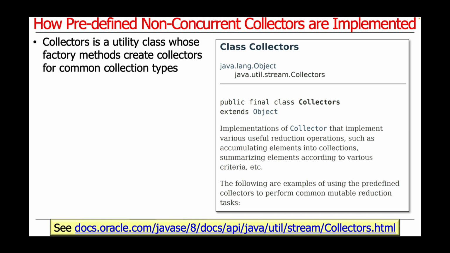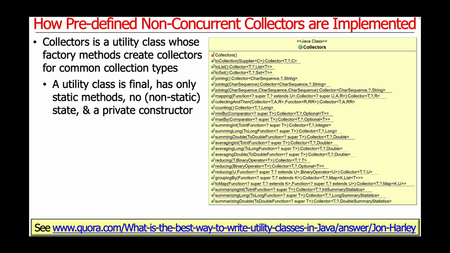create collectors for various common collection types. So things like lists and sets and maps and so on. Recall a utility class in Java is a final class. That means you can't subclass from it. It has only static methods, no non-static methods. It has no non-static state. It can have static state. Usually it has no state. And it must have a private constructor. That just means you can't make an instance of a utility class. Basically, you can think of a utility class in Java as a namespace in C++ that has a bunch of methods defined in it that are basically functions.